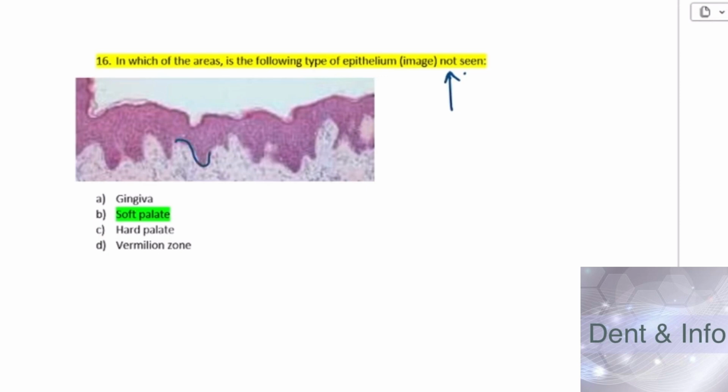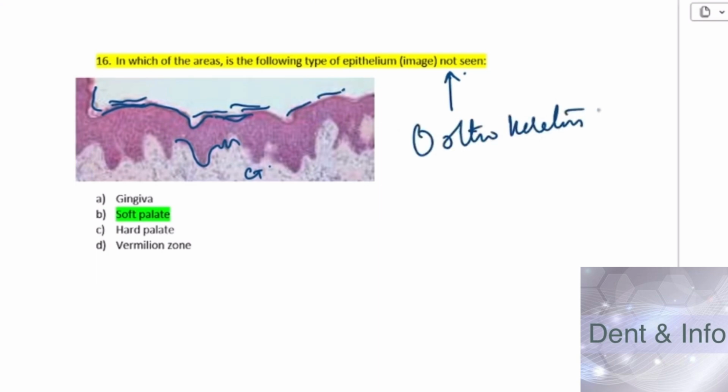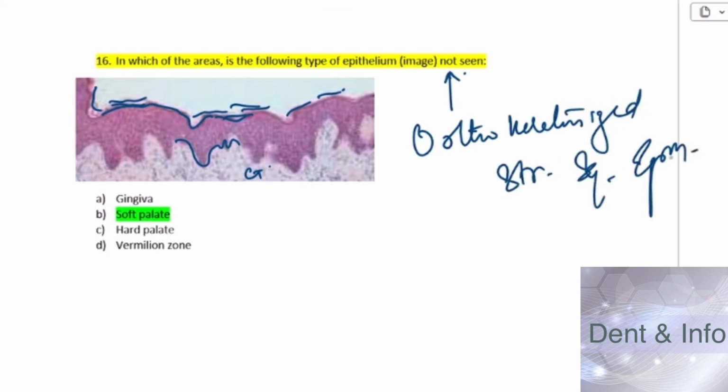Epithelium that has got rete ridges. Okay, this is the connective tissue, and we are seeing a prominent layer coming here in the superficial zone. And then there are a few flakes also. These flakes are like onion skin, flakes of keratin. So this is basically orthokeratinized stratified squamous epithelium. Now coming back to the question, in which areas is it not seen?